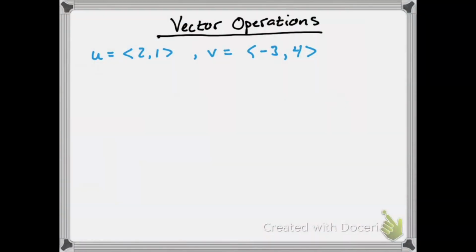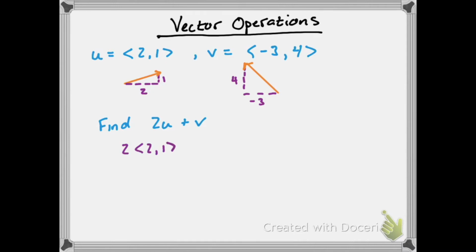The nice thing about vector operations is that they tend to be pretty intuitive. Let's start with two vectors. We'll say u has a horizontal component of 2 and a vertical component of 1. And we'll say v has a horizontal component of -3 and a vertical component of 4. Let's see what would happen if we wanted to find 2 times vector u plus v.